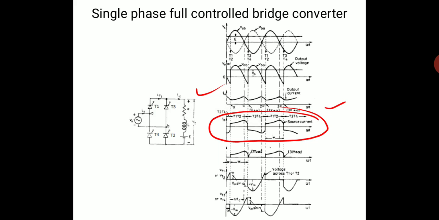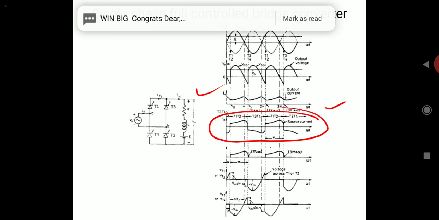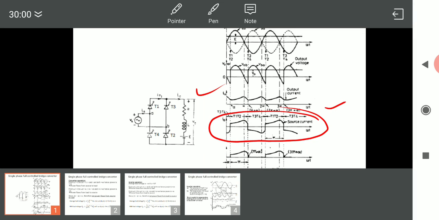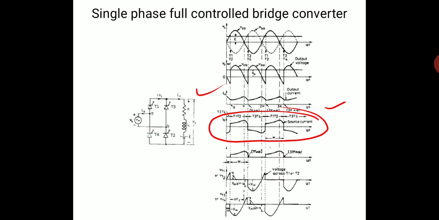This is current through thyristor T1 and T2. We have not mentioned here. First, second, third, fourth, fifth. Fifth waveform is the current through thyristor T1 and T2. So you know that the thyristors T1 and T2 are conducting when firing angle is between alpha and pi plus alpha. So in this region, the current is through thyristor T1 and T2.